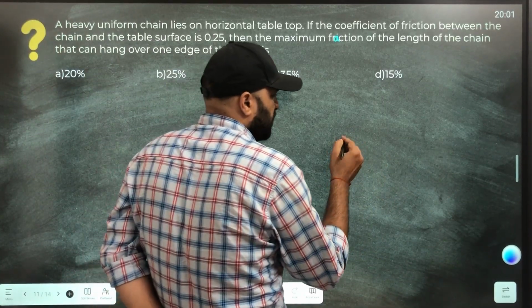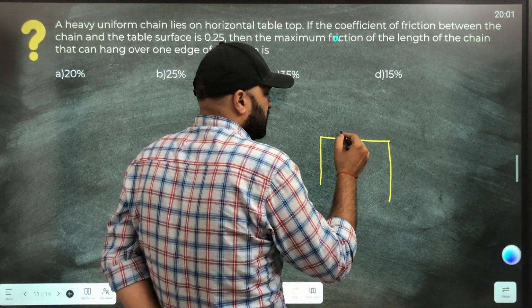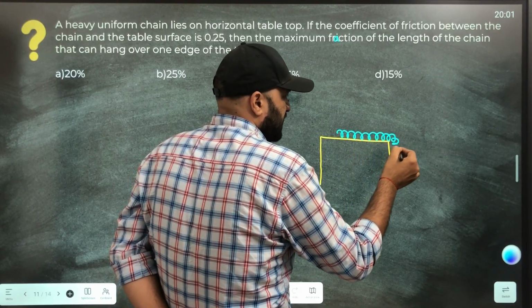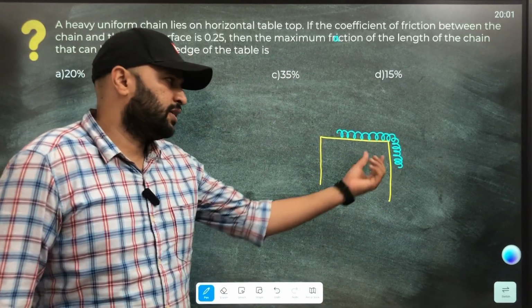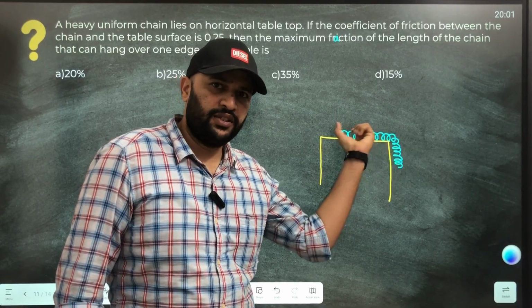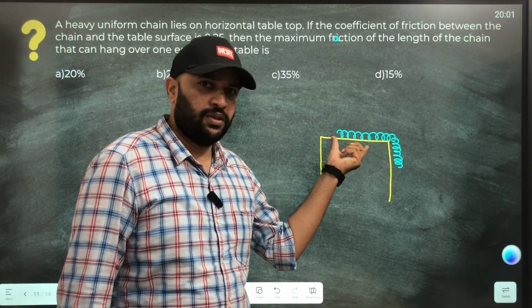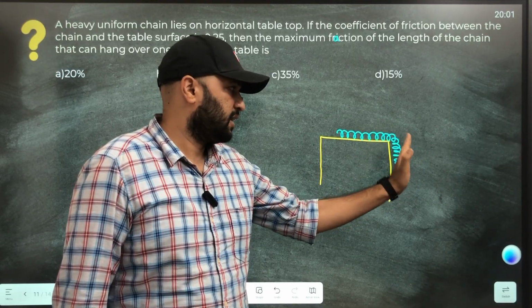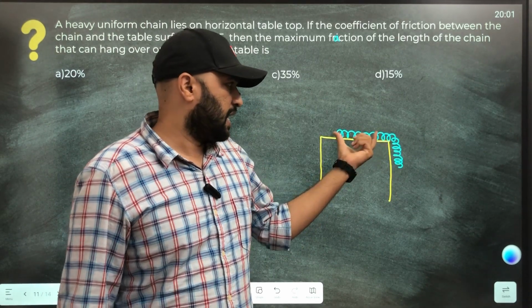What is happening here is, you have a table in this case. Okay, let's say this is a table, and on this table there is a chain which is placed like this, such that some part of this chain is hanging down. Clear? And because it is hanging, the weight of this small hanging part will try to pull this chain down. But the friction between this chain and this table will stop this force, right? The weight of the small section and the frictional force must be equalized so that this chain will go nowhere.